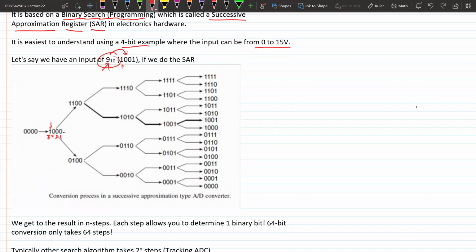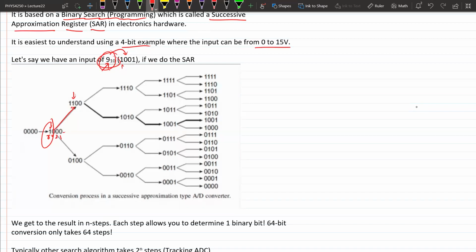What we're gonna do is compare this number 8 to number 9. Number 9 is bigger than 8, so we know our answer has to be bigger. It's not 8, but it has to be bigger than 8. So we go to the next bit and increase the next most significant bit by 1, meaning I'm gonna flip this 0 to 1.